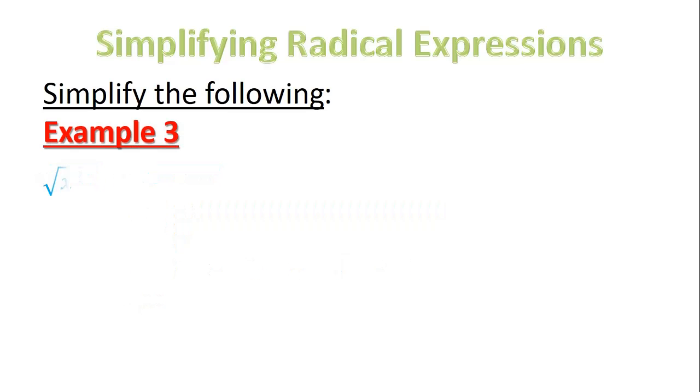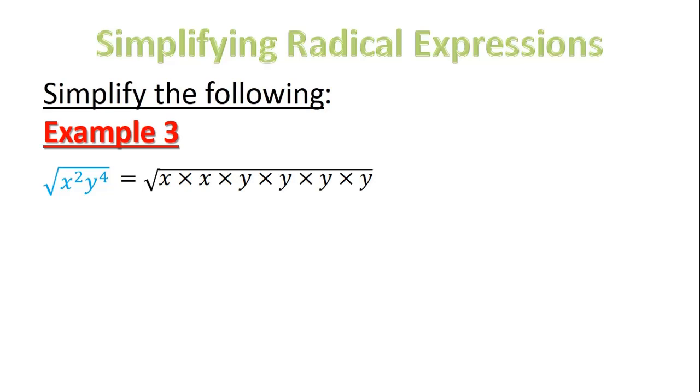Example 3, the square root of x squared y to the power of 4. And so we're not dealing with any constants or numbers or coefficients, depending on how you want to describe them. We're just dealing with variables. So what we do is we expand fully. So that equals x squared is x times x, and y to the power of 4 is just y times y times y times y.